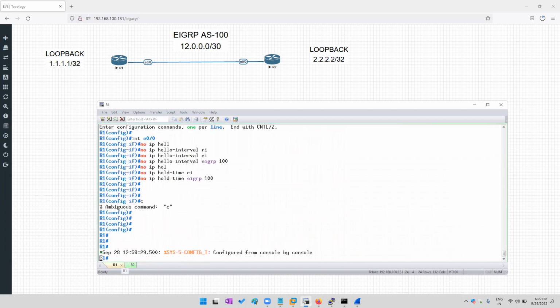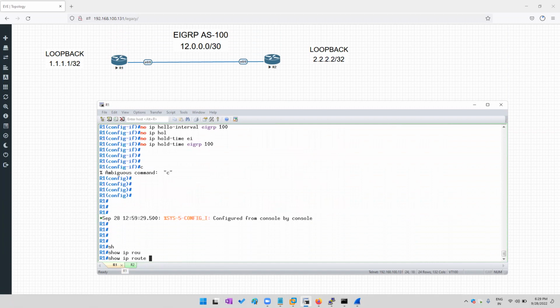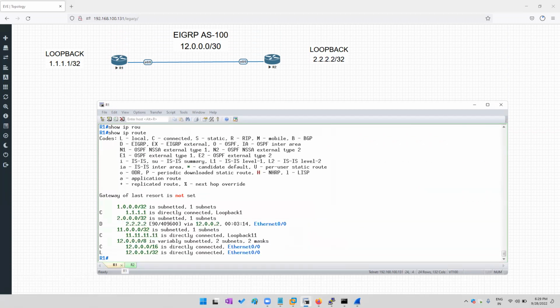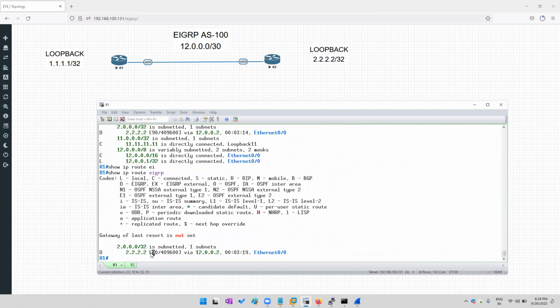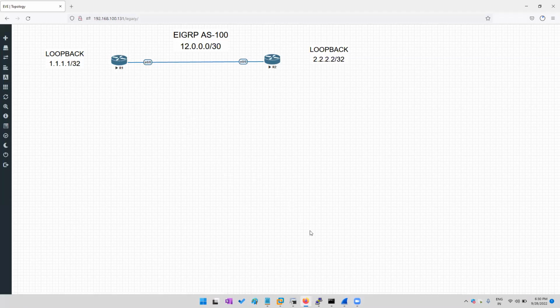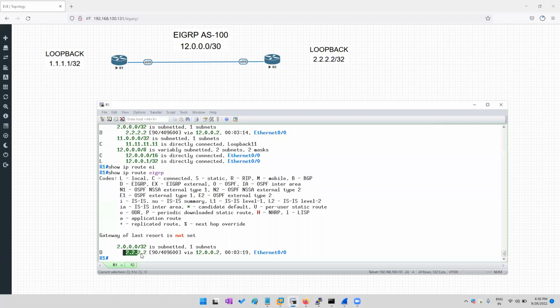Now one more thing. Whenever R1 receives a route, show IP route. A route marked D means an EIGRP internal route. So show IP route EIGRP. We are receiving an AD value. Okay, Ibrahim, now it's visible. So whenever R1 receives the route 2.2.2.2 from R2, we are getting an AD value and a metric.